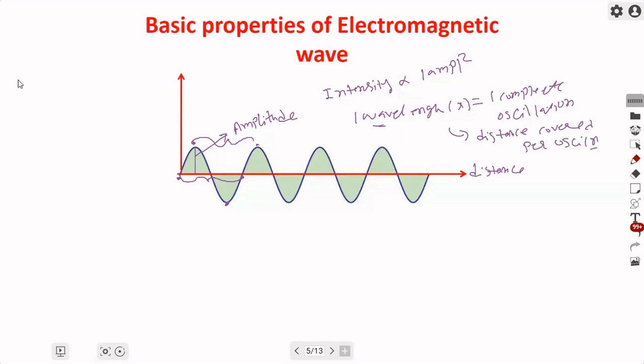Another important term is frequency. What is frequency? It is the number of oscillations per unit time.